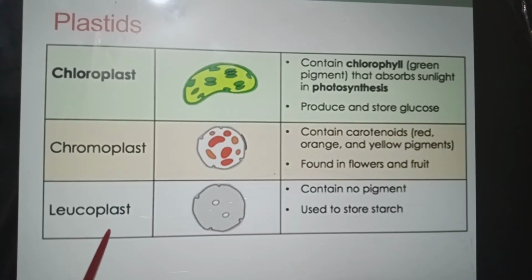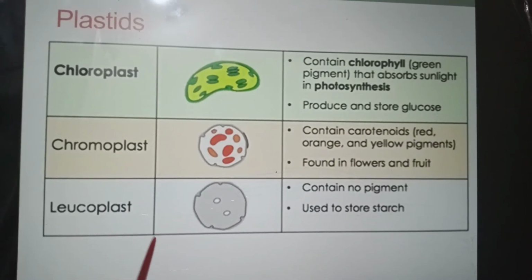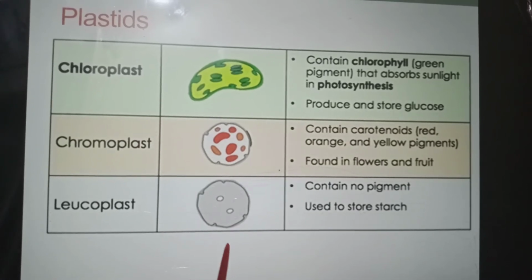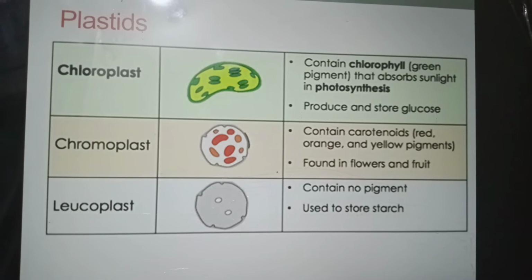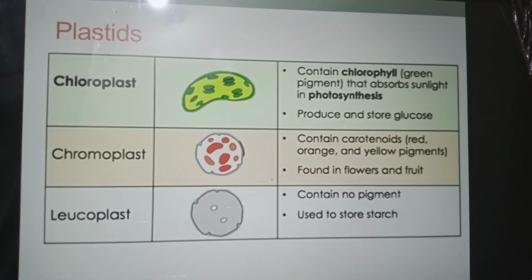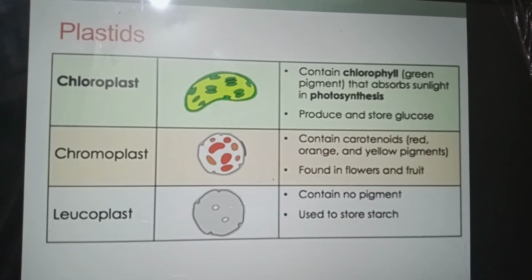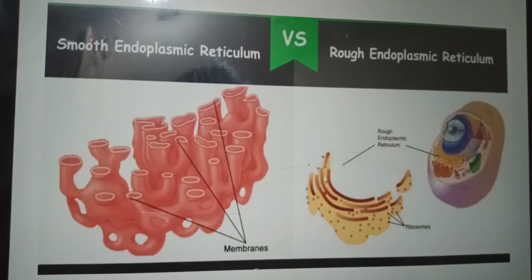The last one is leucoplast, a type of plastid. They are colorless and store starch, proteins, and lipids. They are present in the cells of those parts where food is stored.